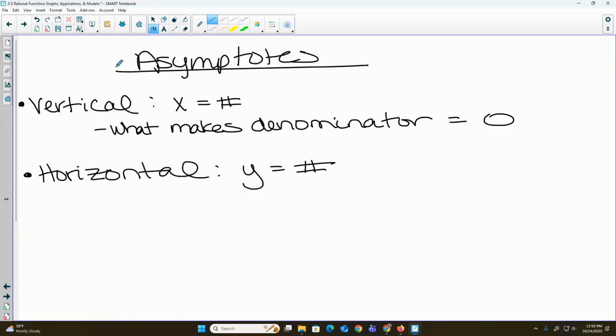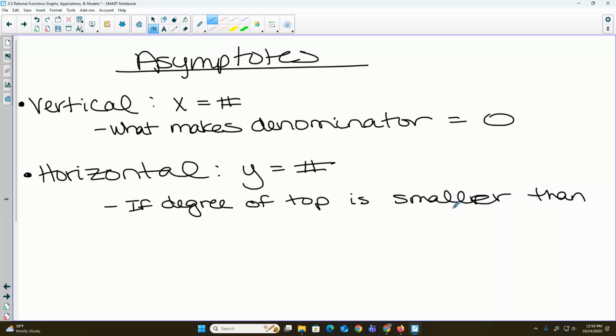Okay, if you divide polynomials, you get a quotient and a remainder. Basically, that quotient piece is your asymptote, because the remainder would actually change it. So the true quotient without the remainder is your asymptote. If the degree of the top is smaller than the bottom, it will always be y equals 0.